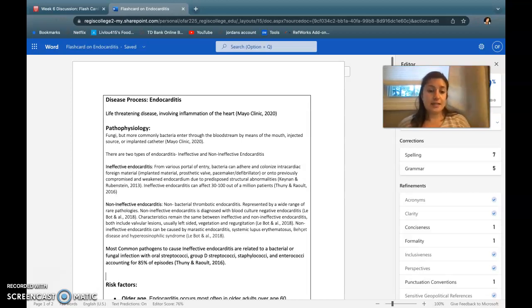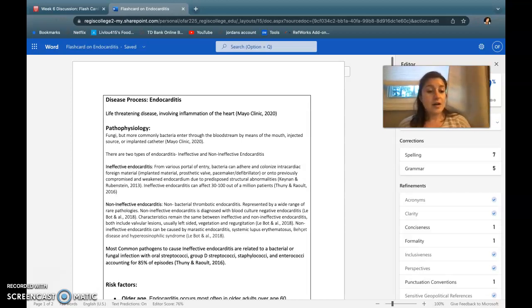Endocarditis is a life-threatening disease involving inflammation surrounding the heart. The pathophysiology, most of the time, as we'll get to, is usually a fungi or a common bacteria that enters the bloodstream through various portals of entry. This could be orally, due to poor dentition and poor dental hygiene, ingesting a bacteria via the gut, or by means of injecting the bacteria via a dirty needle, or otherwise an implanted catheter. This could be a long-term catheter, such as a dialysis catheter.